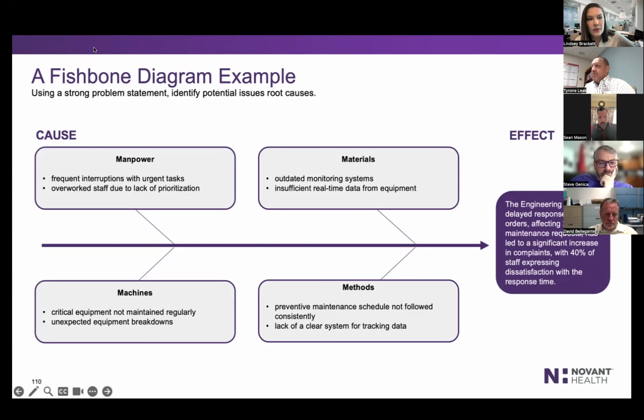Sometimes money transfers into manpower or machines or materials. So if you can, okay, with money, what would you buy? Manpower, machines, or materials? Great. Any other comments or questions on this fishbone diagram before we move on?